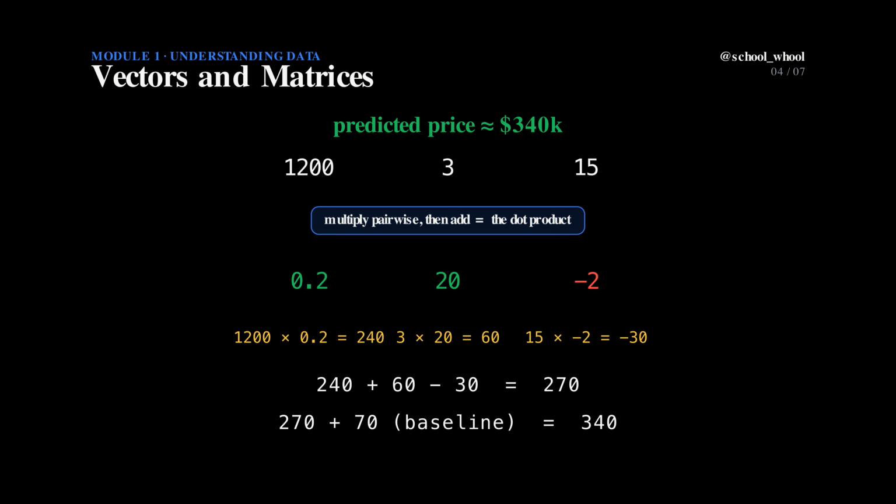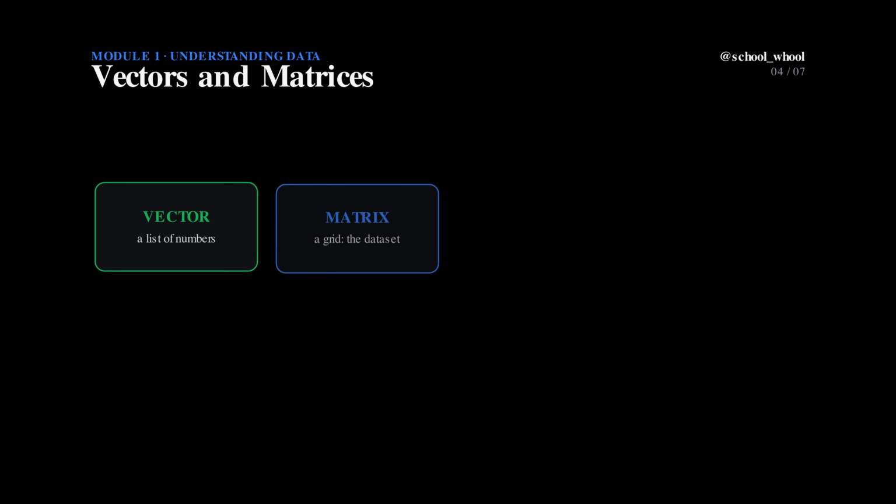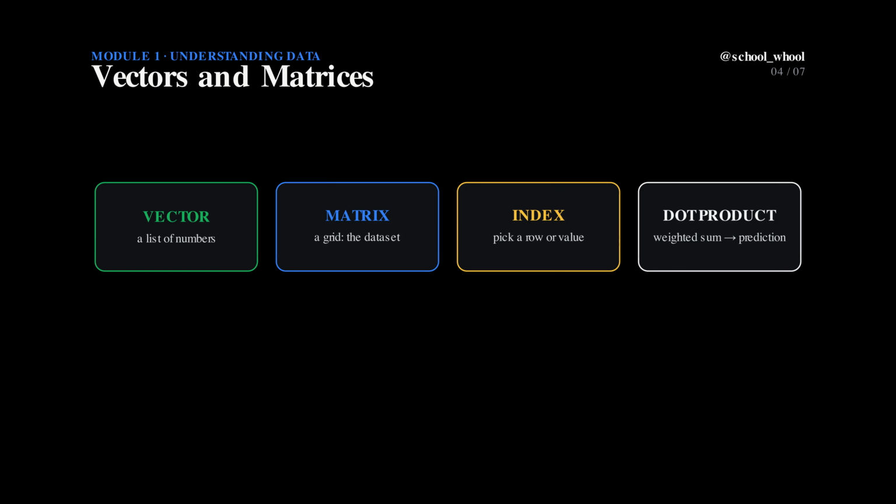So the scary words were friendly all along. A vector is a list of numbers, one sample, or the labels. A matrix is a grid, the whole dataset, rows for samples, columns for features. Index it to pull out a row or a single value. And a weighted sum, the dot product, turns a feature vector into a prediction.